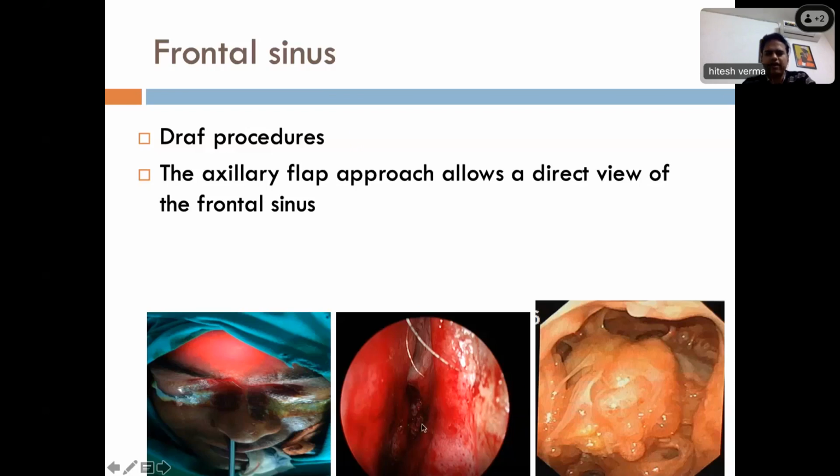In one technique, what we call the intact bulla technique, when the disease is only in the frontal sinus and the bulla is completely normal, in that case the bulla ethmoidalis can be preserved and the surgeon can directly reach the frontal sinus.